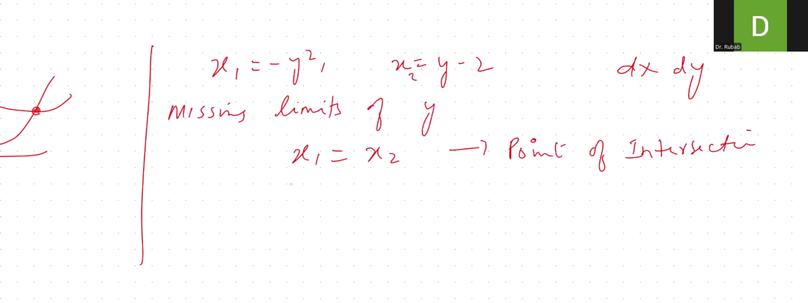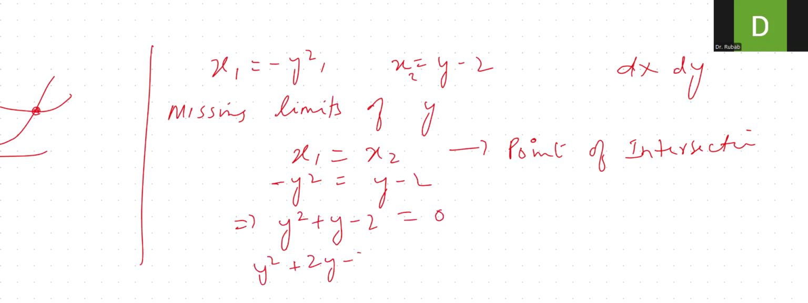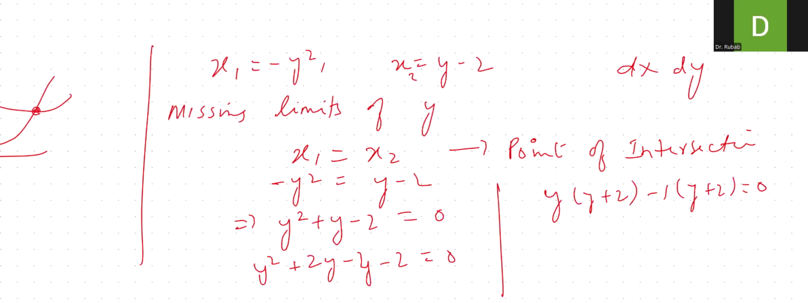So we get y squared is equal to y minus 2. And when we solve this equation, it becomes a quadratic equation. And I just do factorization. So y is equal to 1 and y is equal to minus 2. These are the roots of this equation. So these are the missing limits: y is equal to 1 and y is equal to minus 2. So this is the missing limit, step 1.